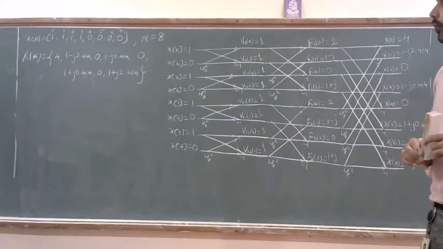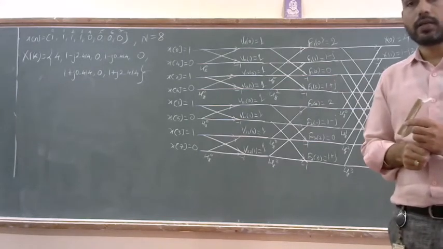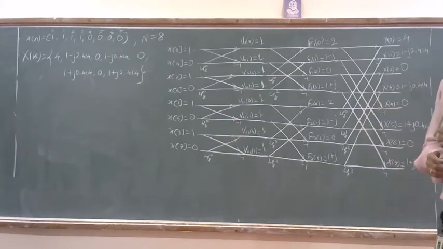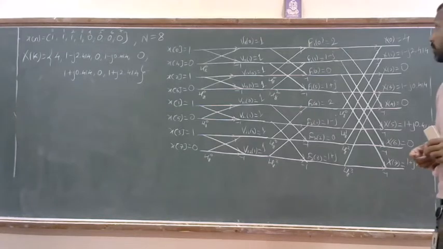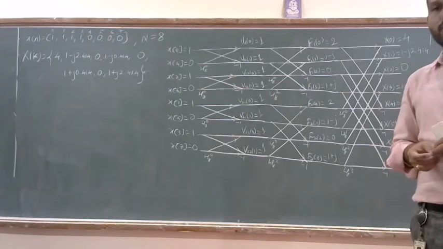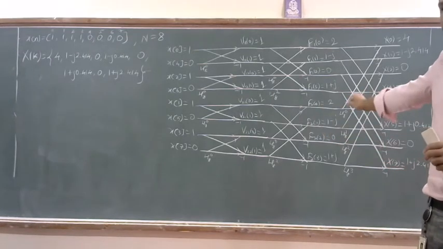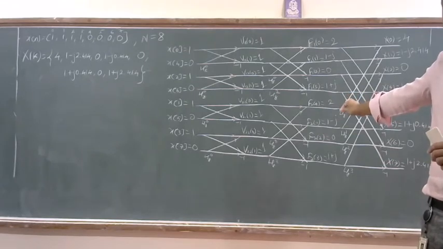Now, which one seemed easier? Computing the 8-point DFT by the direct method or by using FFT algorithms? Which one is more convenient? Was this procedure easy? Did you all feel this one to be easier?